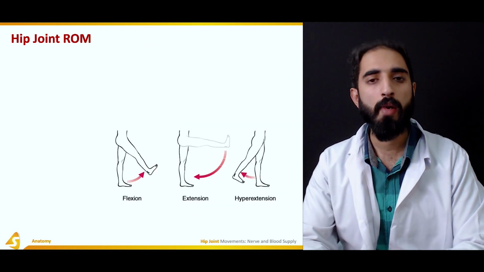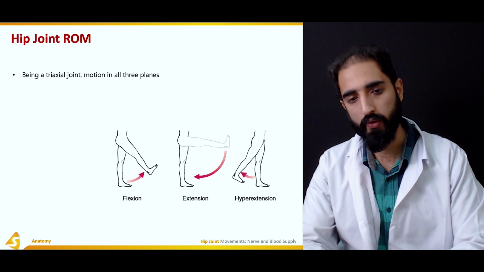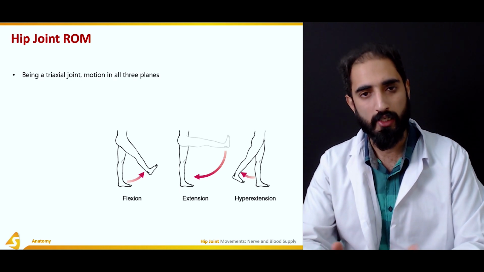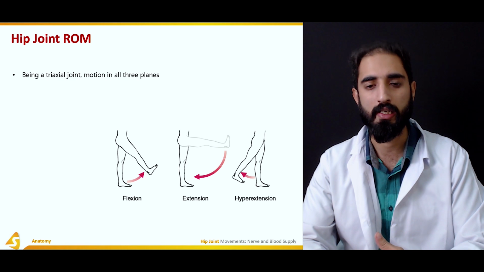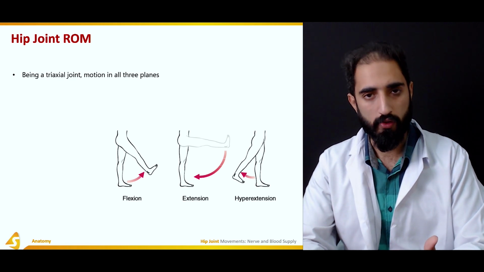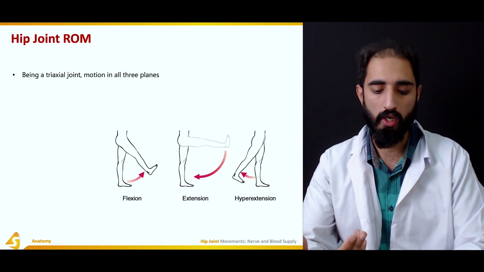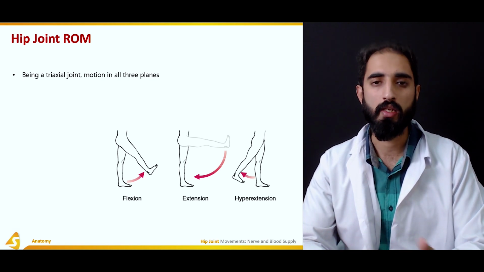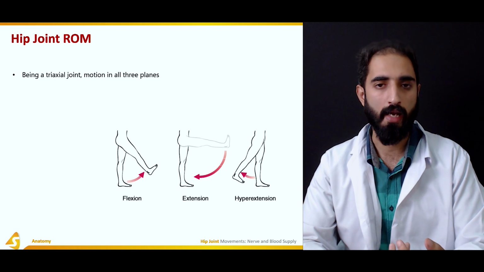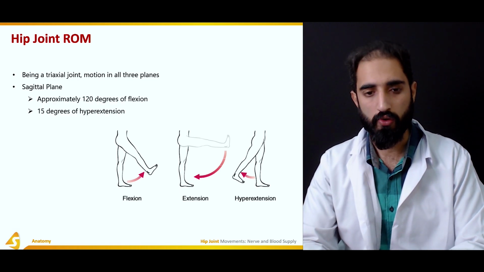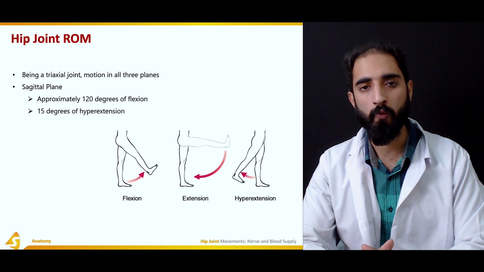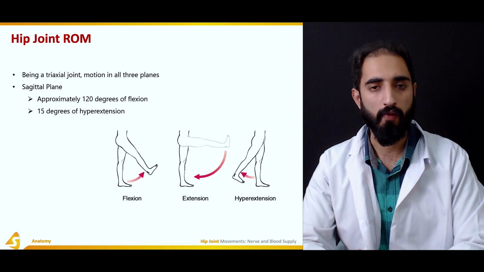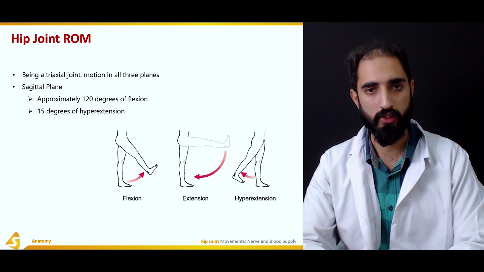Now, regarding the movements of the hip joint, as I already mentioned, it is a triaxial joint, a ball and socket joint, and it is one of the most movable joints in the body because it can move in all 3 degrees of freedom, which means it can move in all the axes as well as all the planes. So talking about the sagittal plane, the movements that occur at the level of the hip joint are flexion and extension.